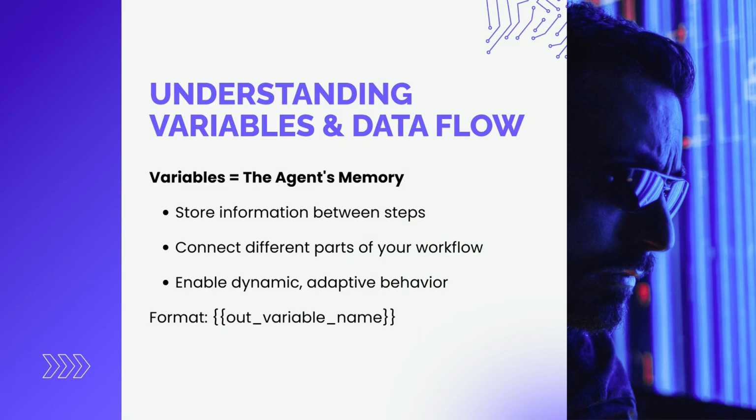The secret to connecting these components is understanding variables and data flow. Variables are essentially the agent's memory system. They store information and pass it between different steps in your workflow. Think of variables as labeled containers. When one step produces information, it stores it in a container with a specific label. Then later steps can open that container and use the information. This is how agents maintain context and build on previous actions.